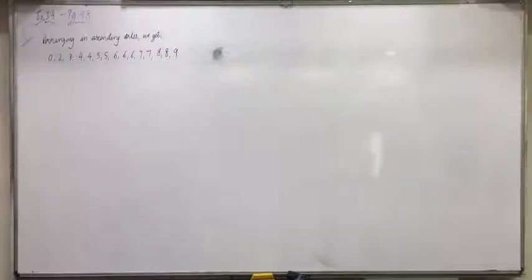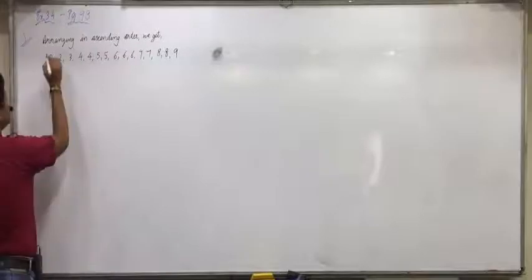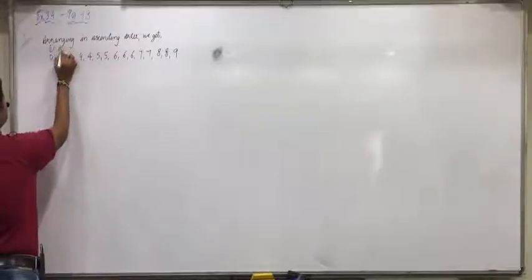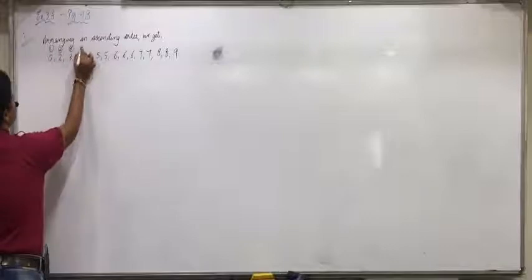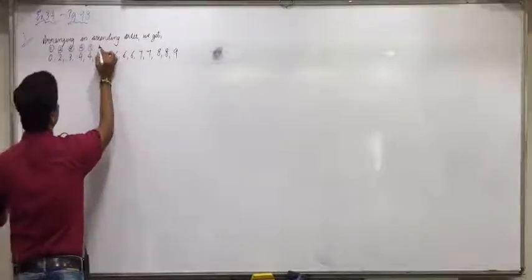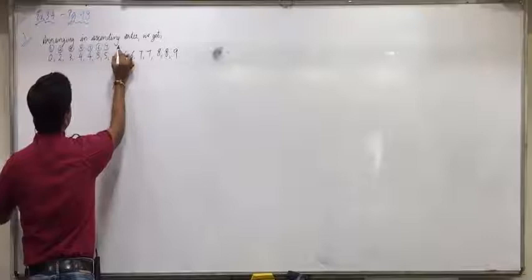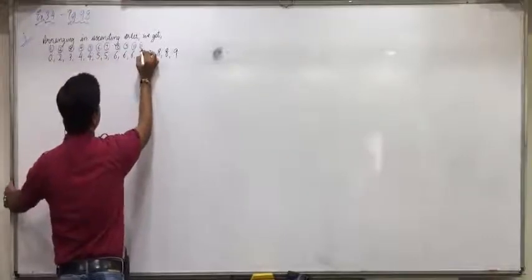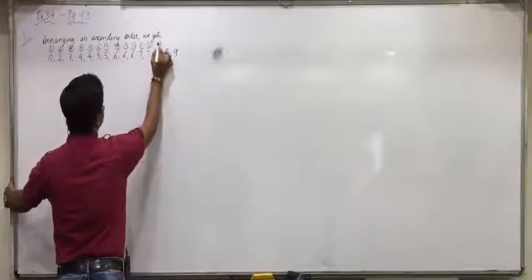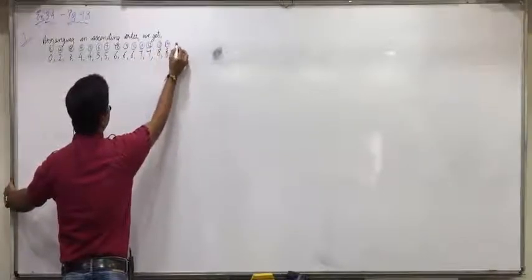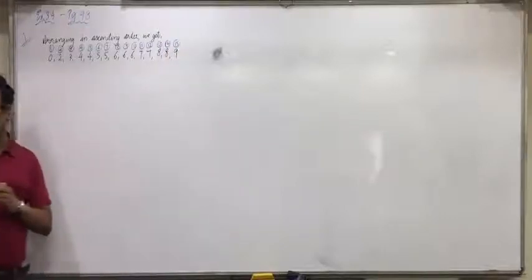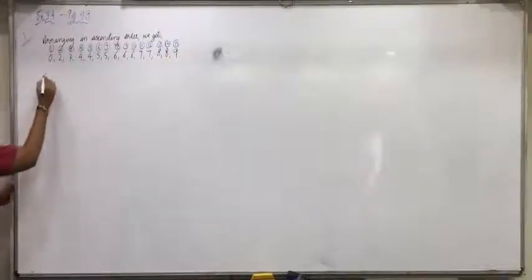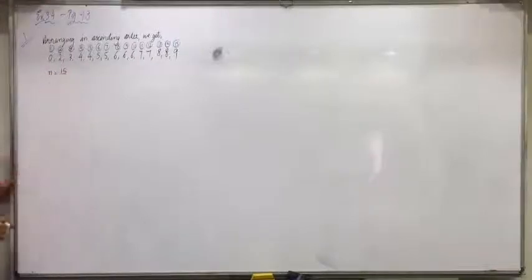Understood this, everyone? Basically, this is the first observation, second observation, third, fourth, fifth, sixth, 7th, 8th, 9th, 10th, 11th, 12th, 13th, 14th and 15th observation. N is equal to 15. Did all of you write up till here? Raise your hand if you are still writing.